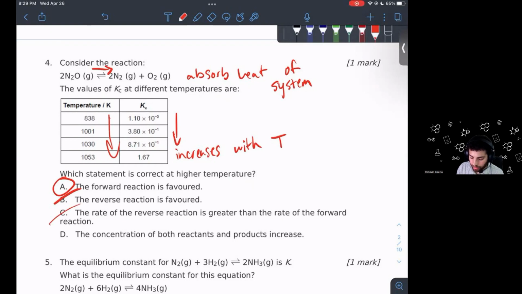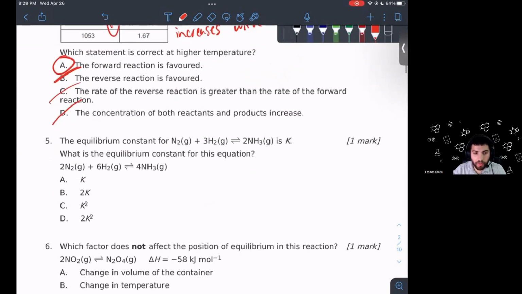Concentration of both reactants and products increase. That's impossible because we can't increase both concentrations at once. At equilibrium, as one moves up, the other moves down, and vice versa. All right, moving on to number 5.